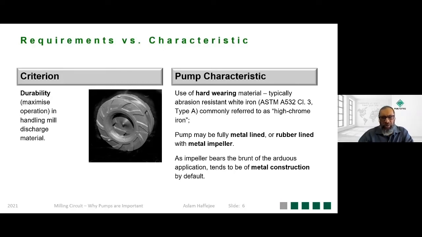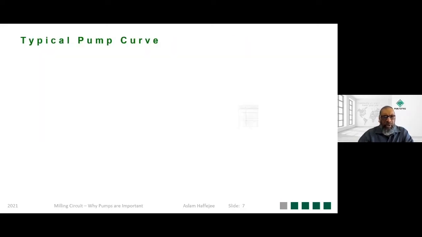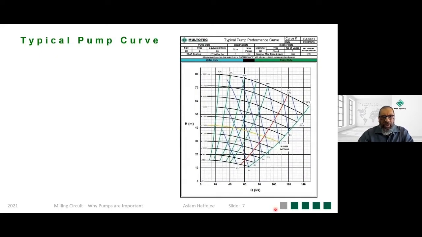Right, now just to take this further, I'm going to briefly focus on the basics of slurry pumping. It obviously applies to the mill circuit, but this is a typical curve that you'll see for any centrifugal slurry pump. You'll notice everything is based on water because it's not practical to have a curve developed for every abrasive or slurry that you can think of.